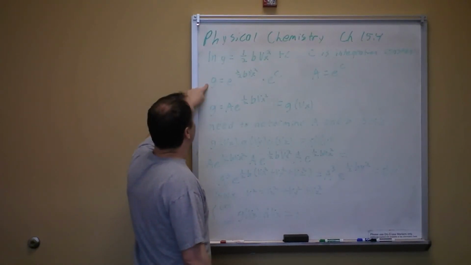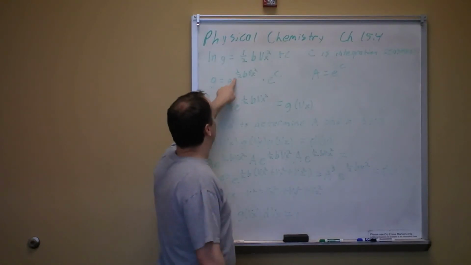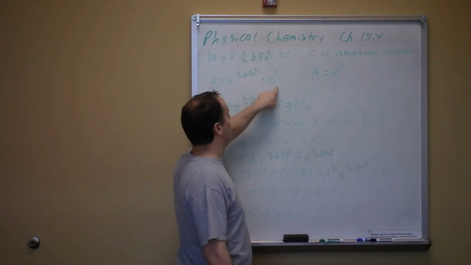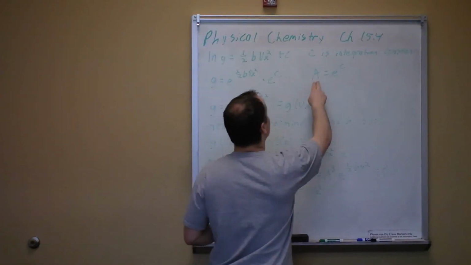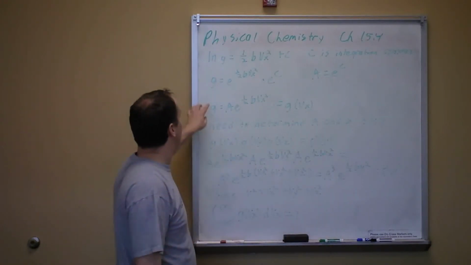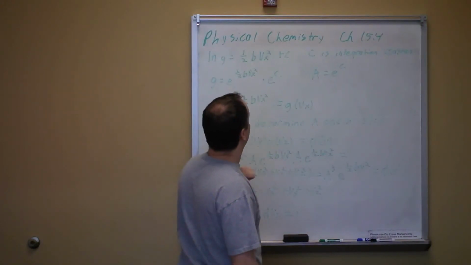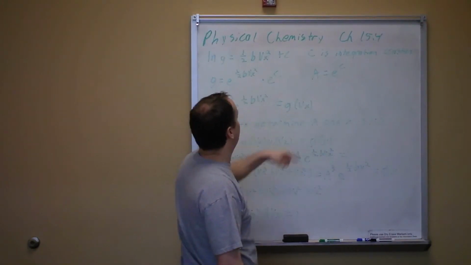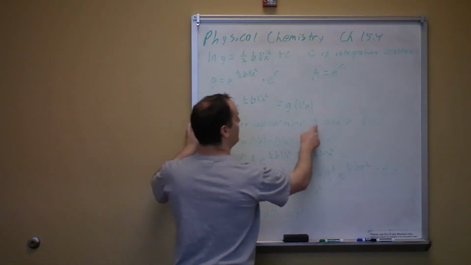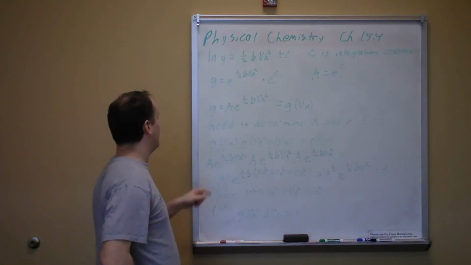So taking e to both sides and doing a little arithmetic, we have g is equal to e to the 1/2 b times vx squared times e to the c, and we're going to define a new constant, capital A, as equal to e to the c. So now we have g is equal to A times e to the 1/2 b vx squared. And this is our g function for vx or vy or vz. But we still have to determine what the values or functions of A and b are.